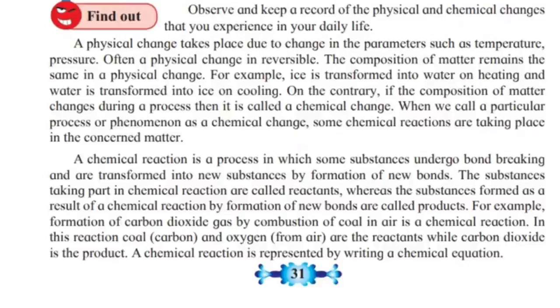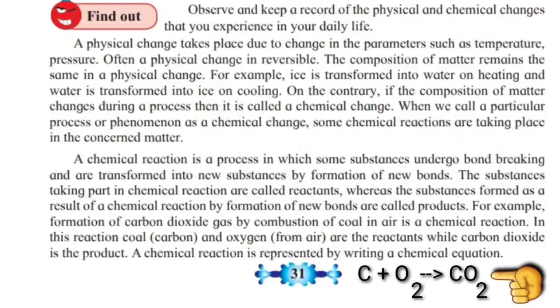For example, milk turning into curd, ripening of a fruit, etc. In a chemical reaction, when two substances are reacted with each other, breaking of bonds between the two substances takes place and a new substance is formed. The substances taking part in the reaction are called reactants, and the substances formed as a result of a chemical reaction are called products. For example, formation of carbon dioxide gas by combustion of coal in air is a chemical reaction.